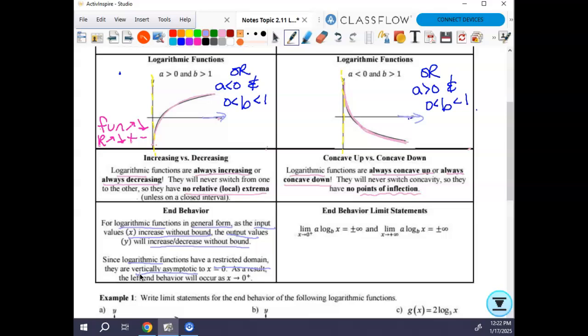And as a result, the left-end behavior occurs at 0, not at negative infinity. I can't say as x approaches negative infinity because it will not. It will approach 0, but only from the right. Okay, so here are my limit statements. The limit as x approaches 0 from the right, that's what's happening here because that's where my boundary is, either going to be infinity or negative infinity. I do get to go to infinity, and that answer there is also either positive or negative infinity, depending on what's happening. Okay, what questions you got? We all good so far?